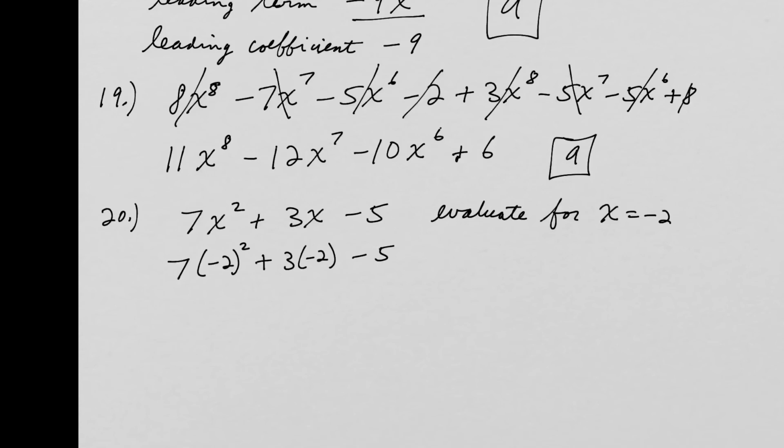So order of operations, I need to do the exponents first. Well, what's negative 2 times negative 2? That's a positive 4. Then I can do my multiplications, left to right. So 7 times 4 is 28. 3 times negative 2 is a negative 6. And I have a minus 5 here. Then addition and subtraction, do left to right. So 28 plus a negative 6 is 22. And then 22 minus 5, I guess, is 17. So it looks like 17 is going to be the answer. So that should be C.